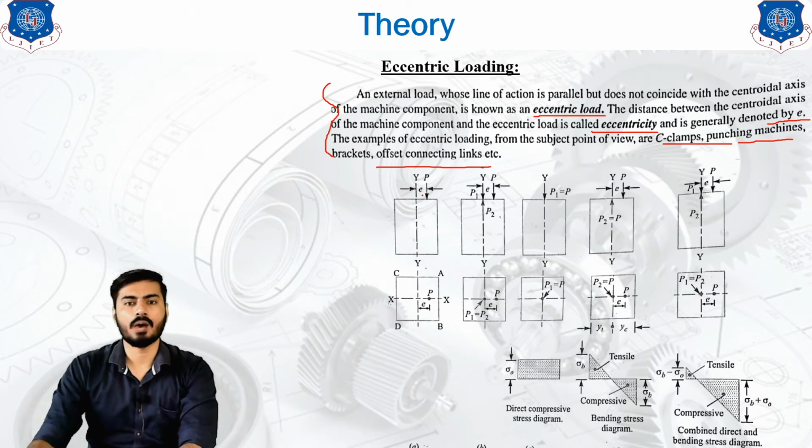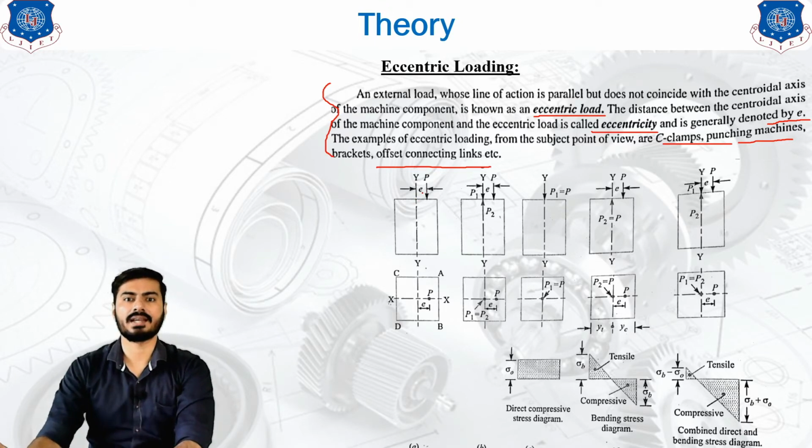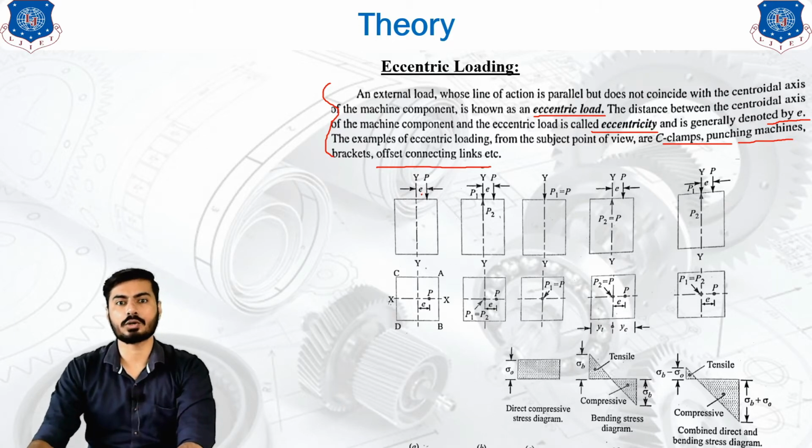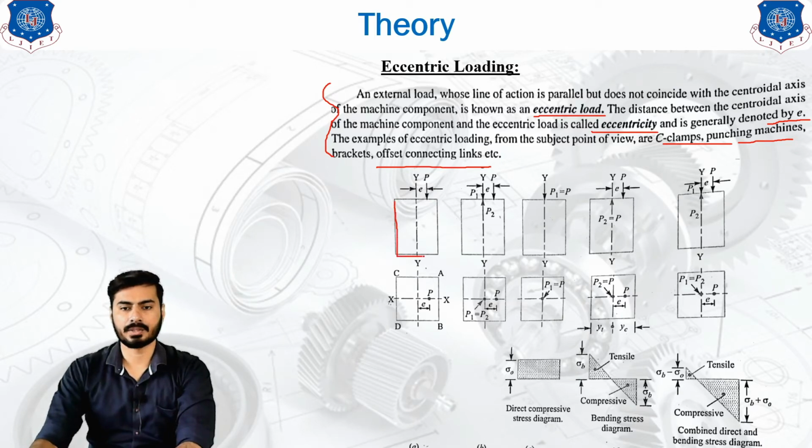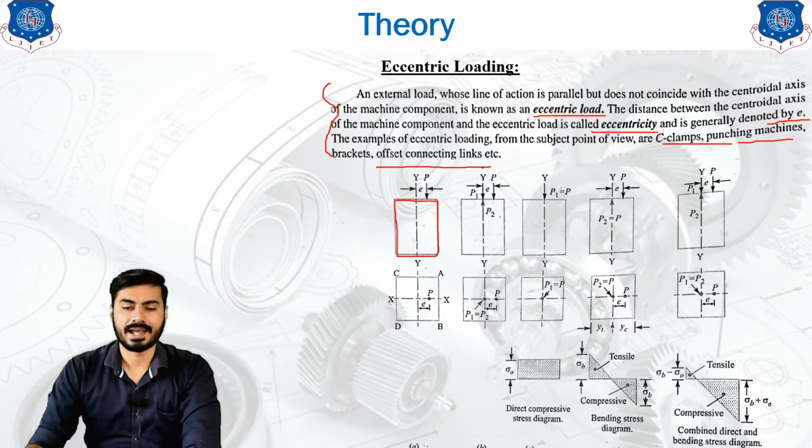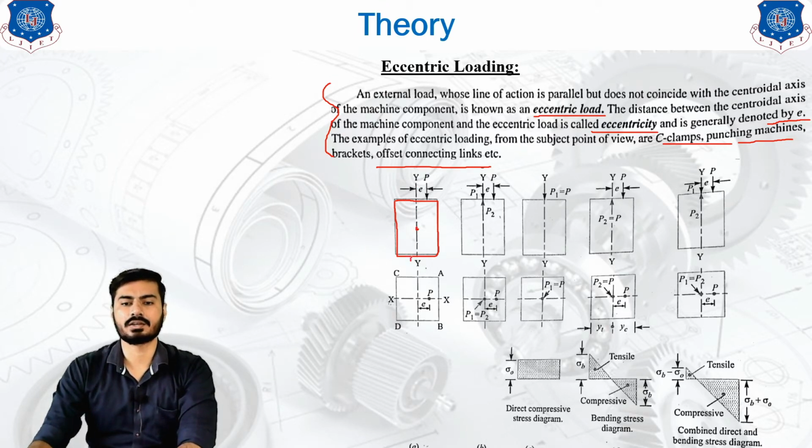So we will see how these definitions are connected with the theory from this diagram. As you can see, a component of rectangular cross section is considered as a specimen. This is our machine component having the rectangular shape. First we will identify its centroidal axis. The centroidal axis is the axis which passes through the center of the component, and the center of the component is over here. So this y-axis is its centroidal axis.